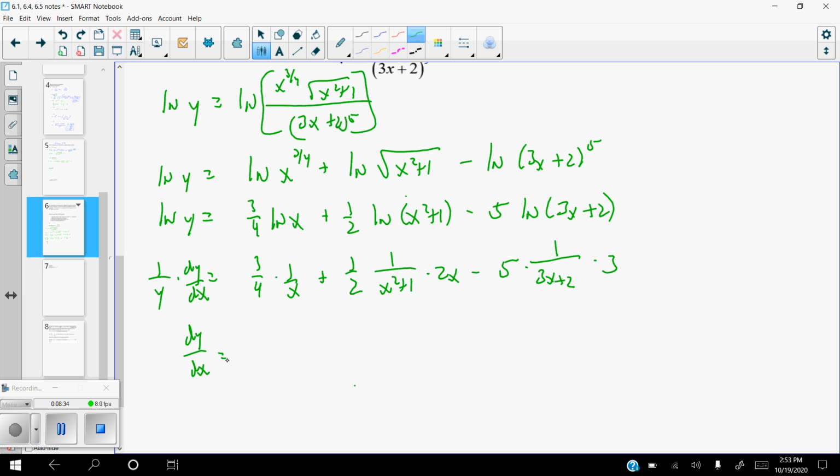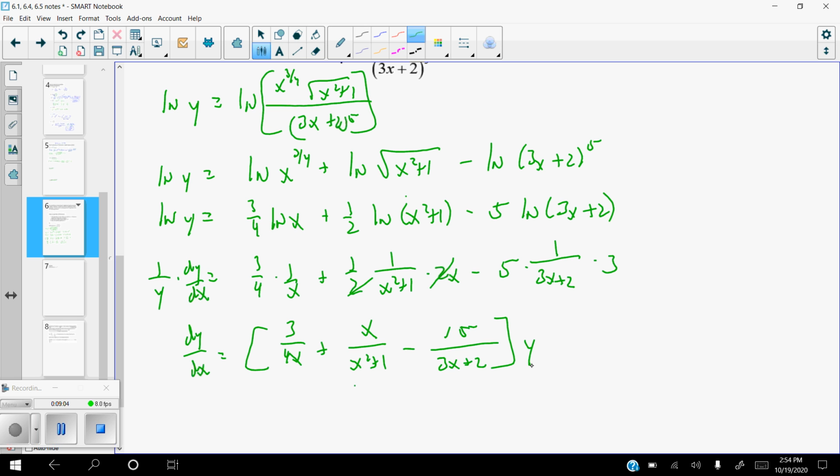Now I'm going to clean this up. This is going to be 3 over 4x, multiplying the first one together. And the second one, the 2's are going to go away, leaving us with x over x squared plus 1. And then the last one, it looks like the 5 and the 3 will get multiplied on top, over 3x plus 2. And then we have to multiply both sides by y, and that's what you would get.